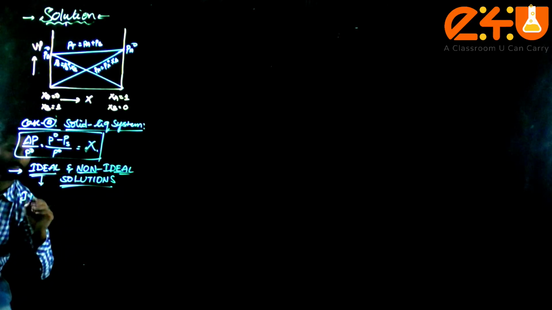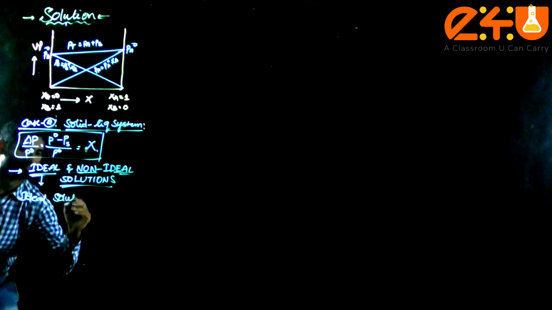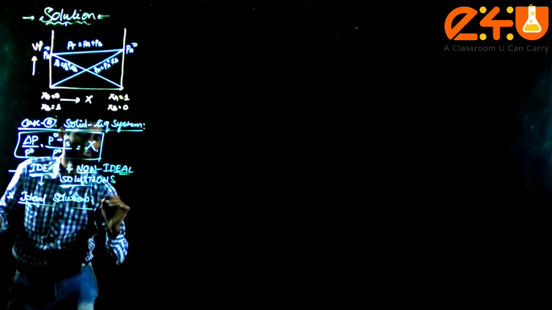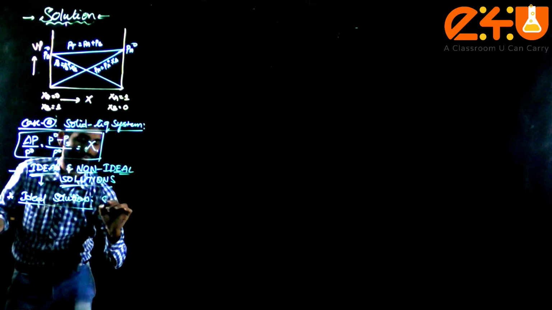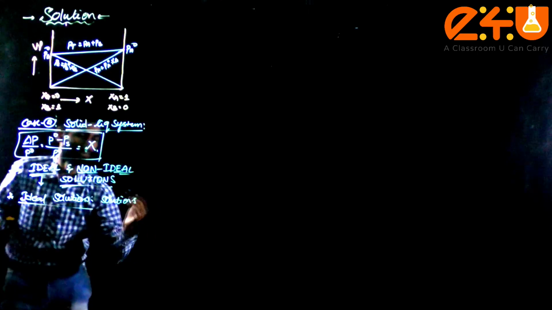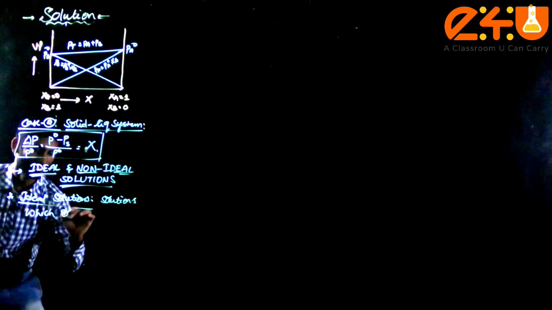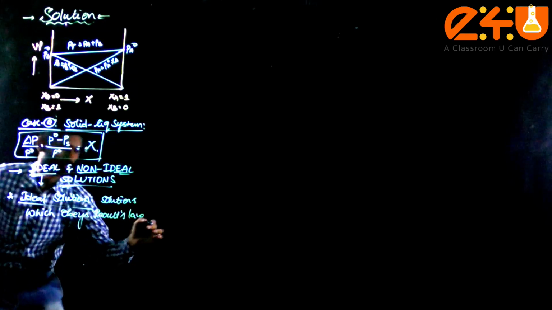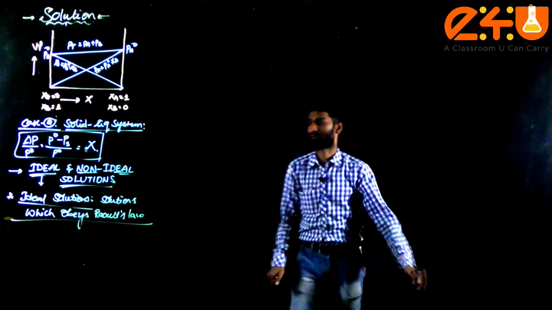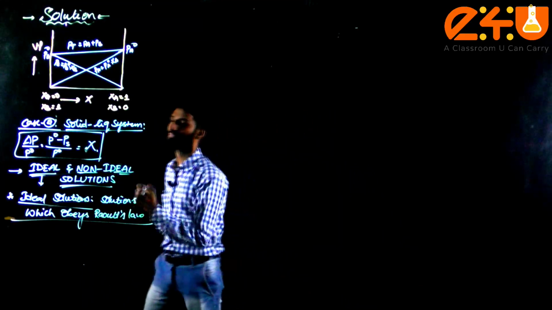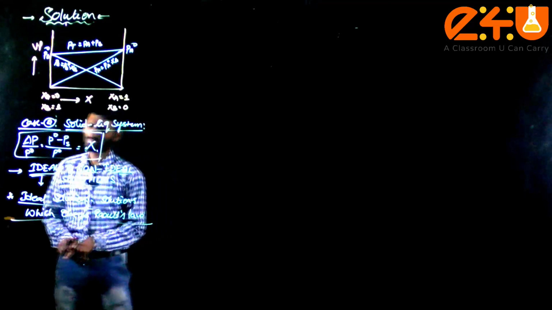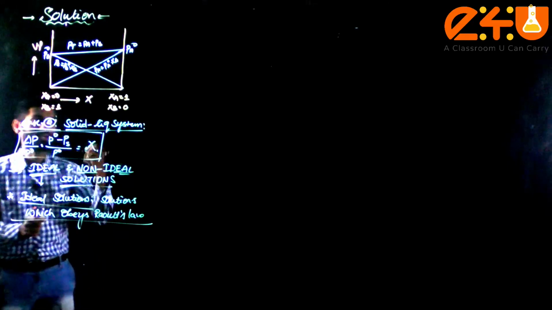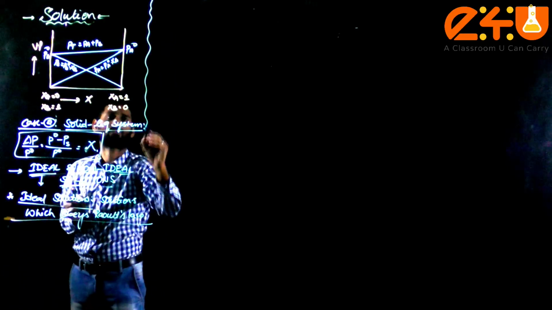First of all, what are ideal solutions? Ideal solution means the solution which obeys Raoult's law. Correct or not, dear students? The solution which obeys Raoult's law, such a type of solution is known as an ideal solution. Now, in the case of ideal solutions, what are the conditions and what is the graph related to that?